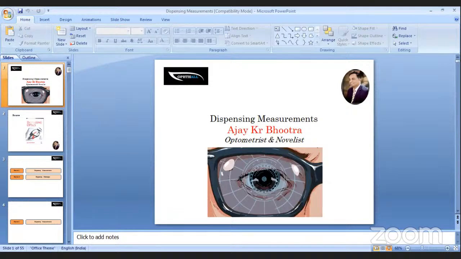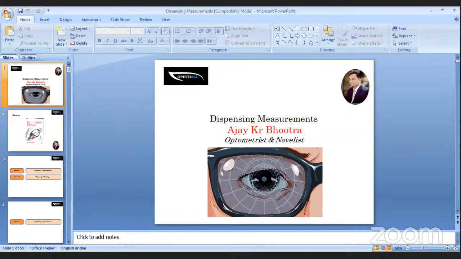Now there are two types of IPDs we need to measure. These two IPDs serve two different purposes. One is a distance PD, another is near PD. Distance PD is the distance between the pupils when the person is looking at something which is far away. When a person is looking at a far away position, their eyes go further from each other, they diverge.